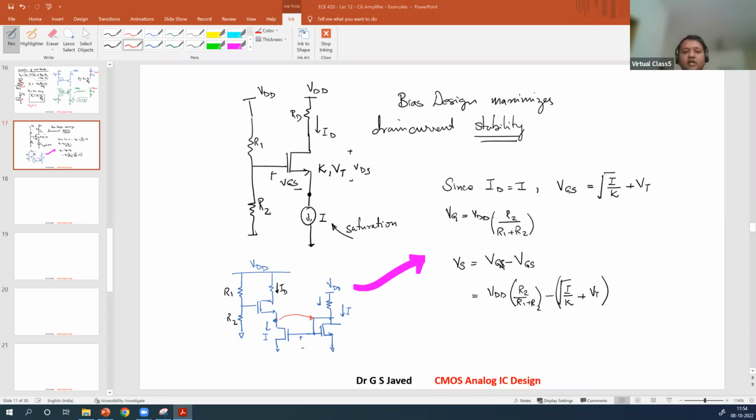Since we are biasing only the current source, drain current stability is not needed. So for all conditions, ID will be equal to I. Another thing we have to understand is that the DC source voltage of these two devices will be the same. So this is Vs of this device, but Vd of this device. So this Vd will be equal to this Vd.